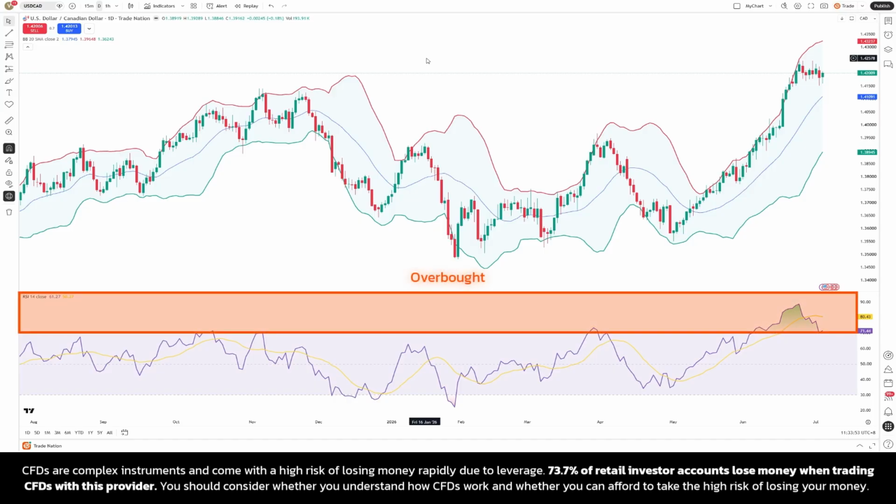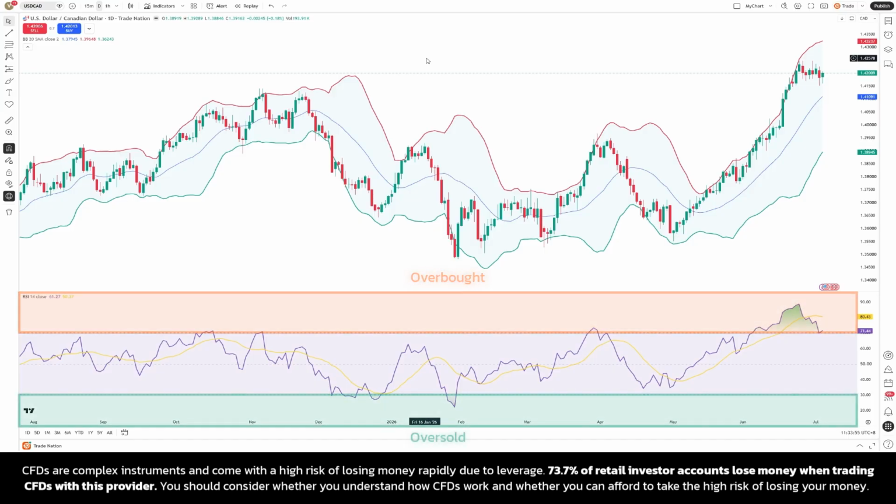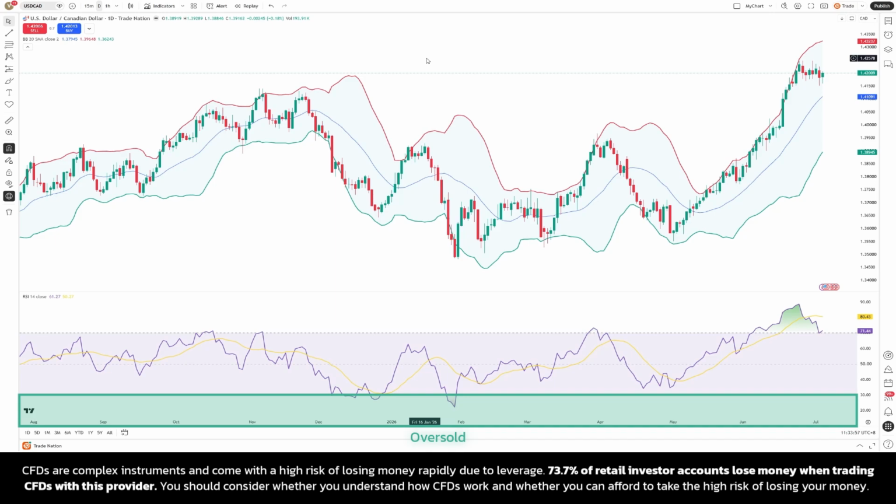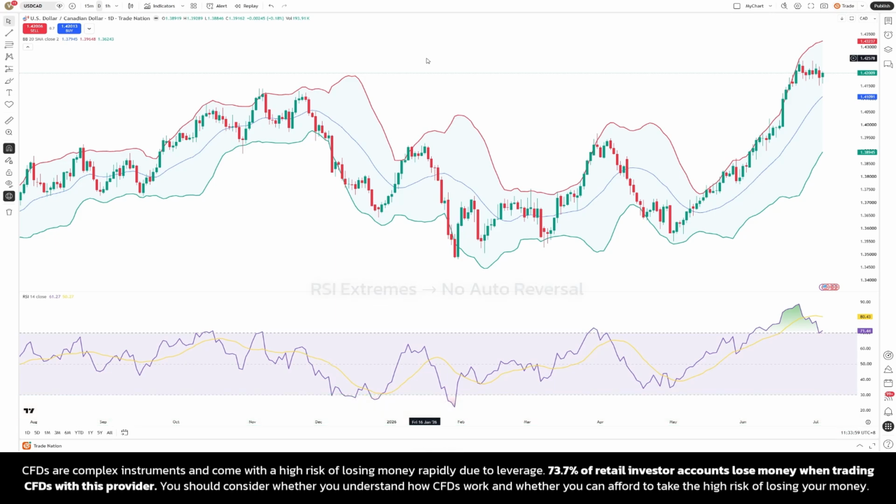A reading above 70 is often described as overbought, while a reading below 30 is often described as oversold. But those levels should not be treated as automatic reversal signals. If price is riding the upper Bollinger Band and RSI remains strong, the market may still be trending rather than immediately ready to turn. If price is pressing against the lower band and RSI remains weak, selling pressure may still be in control. This is where the combination becomes useful.